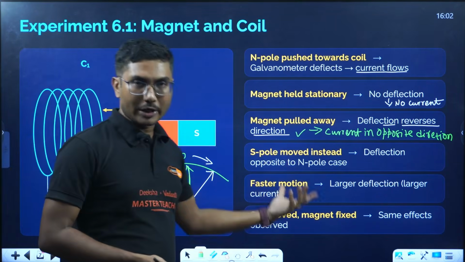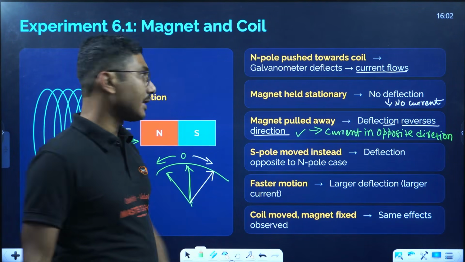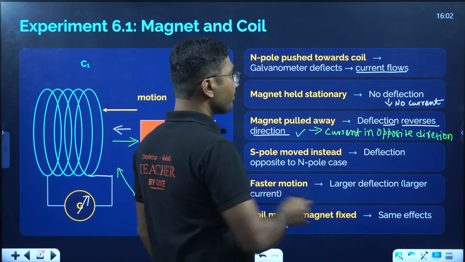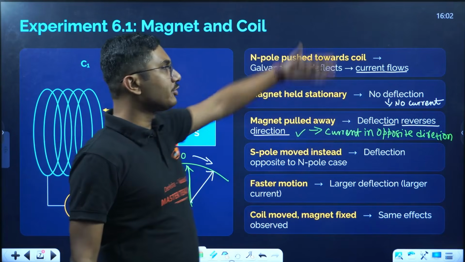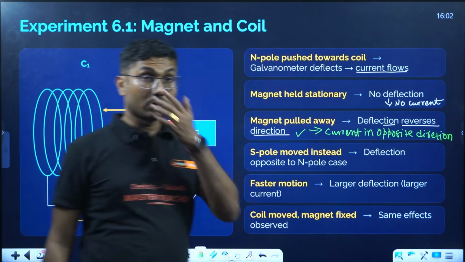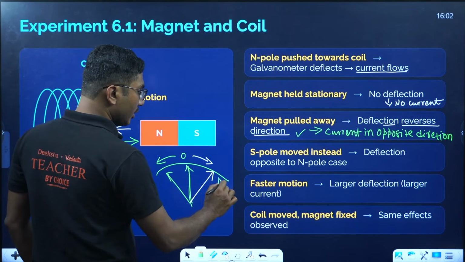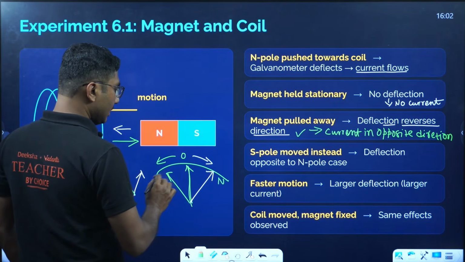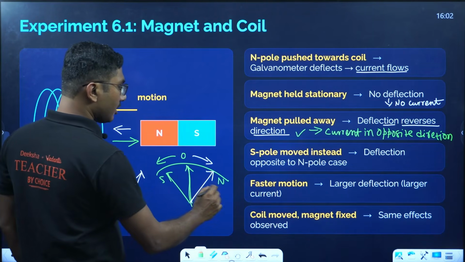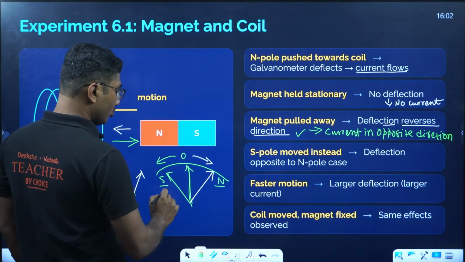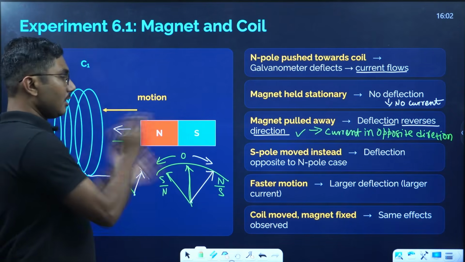Deflection opposite to that of the north pole case. Faster motion, larger deflection, larger current. So if you take the south pole and move it, you get exactly the opposite of whatever the north pole is giving you. Suppose this is the north pole moving towards, this will be the south pole moving towards. This is the north pole moving in the opposite direction, this will be the south pole moving in the opposite direction. So basically the order reverses.